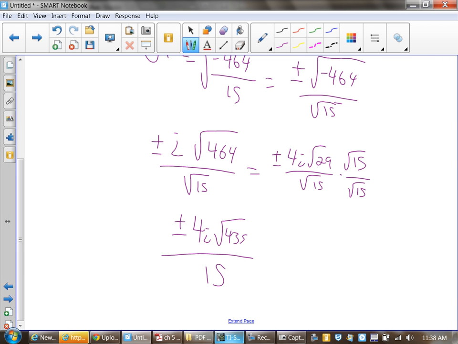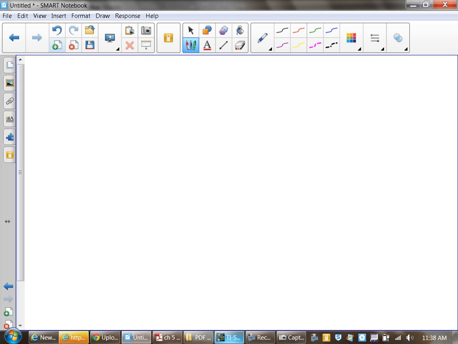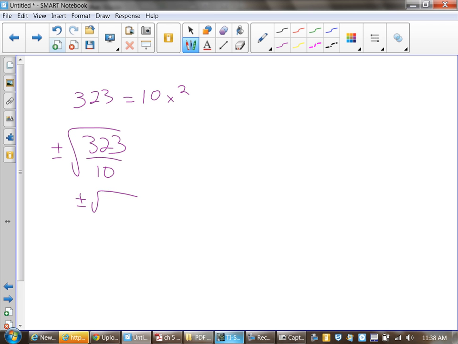Could you write it as the square root of 32 and 3/10? No, no decimals. Oh, square. I'm sorry. So what's it's 323 equals 10x squared. Yeah. So it's 323 over 10 plus or minus. So this is plus or minus the square root of 3230 over 10. Could you write it as the square root of 32 and 3/10? No.